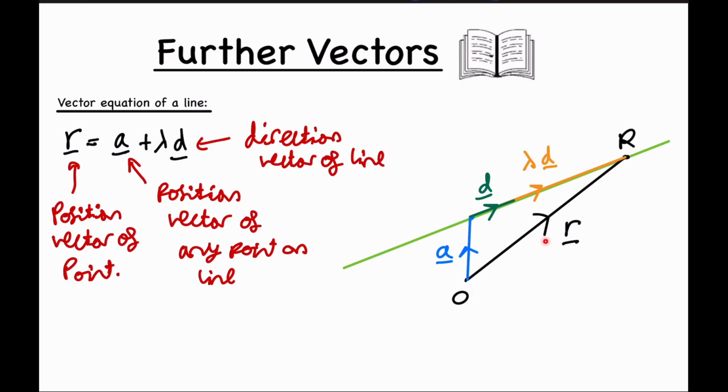So to find your position vector, you can find it as the sum of two other vectors: a vector that takes you to the line, which is the position vector of any point on the line, and then another vector that takes you along the line, which is a multiple of the direction vector. The direction vector can go either way, in the negative direction or the positive direction. You could flip the arrow to get points on this side as well, and you can just use negative values of lambda to go the other way.